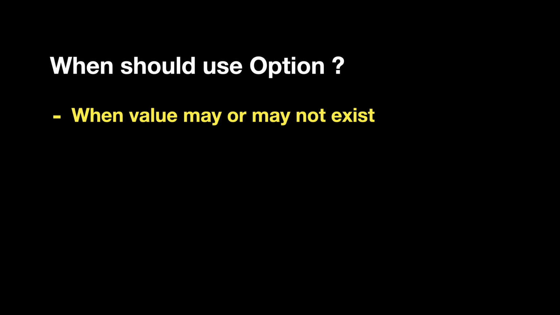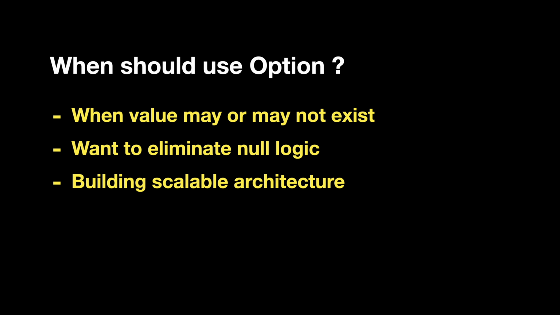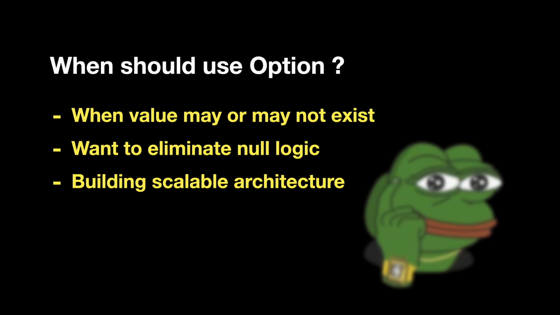When should you use Option? Use Option only when a value may or may not exist, you want to eliminate null logic, you are building scalable architecture, or you are working with domain models in clean architecture. Don't use it everywhere blindly. Use it only where absence is meaningful.